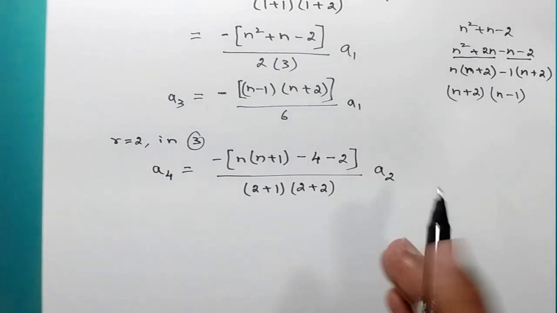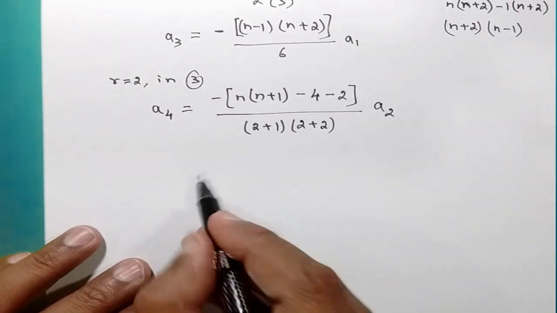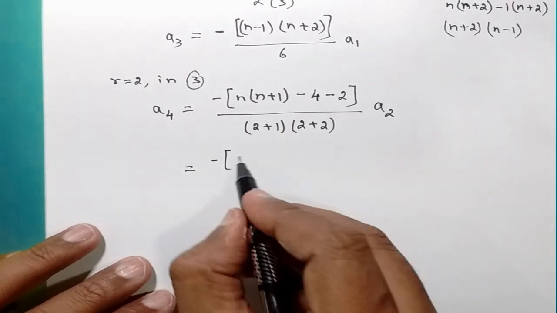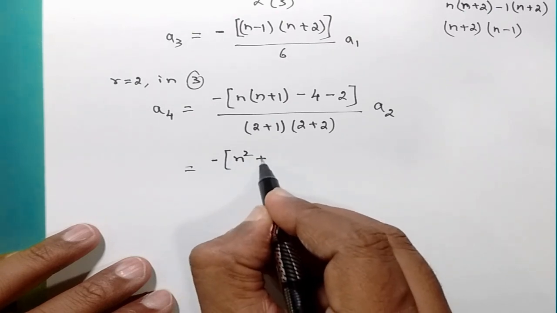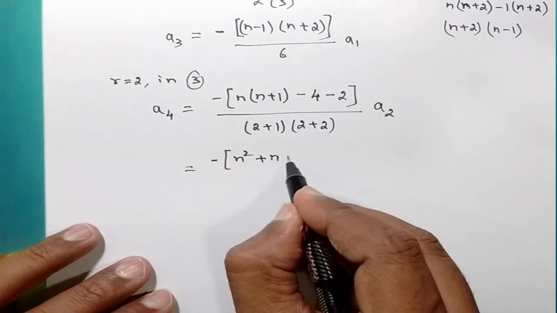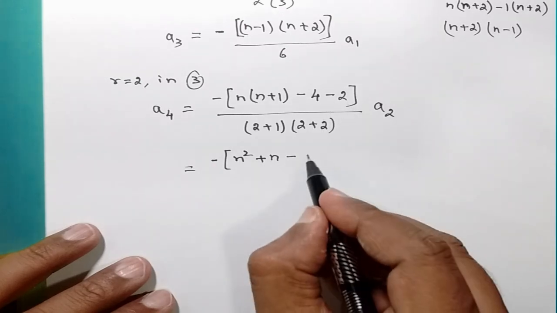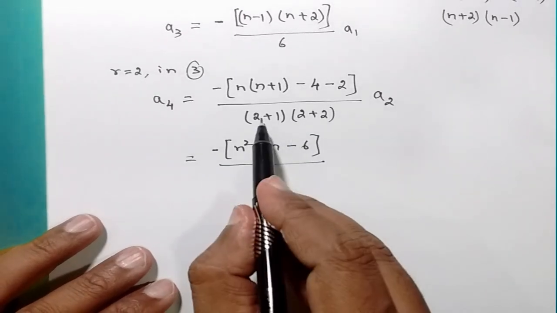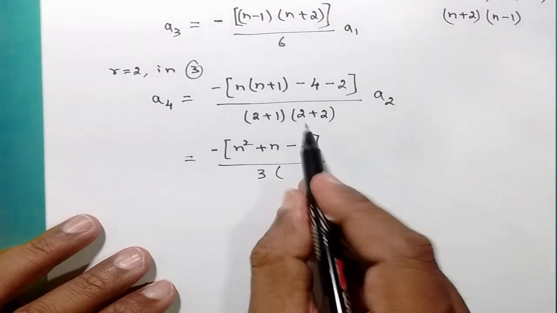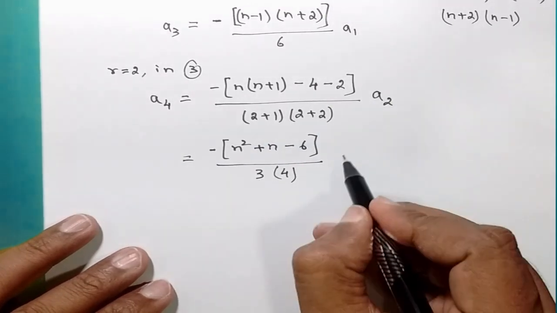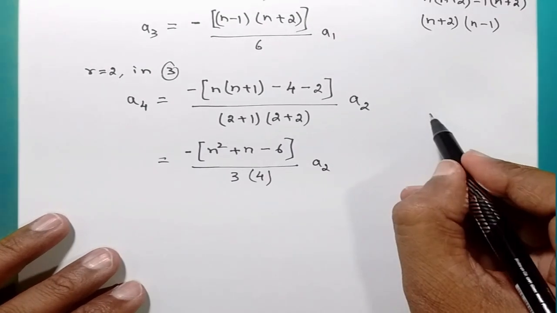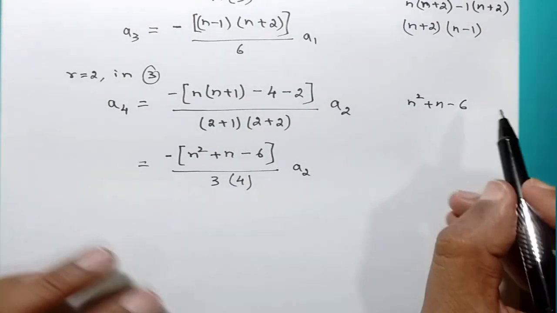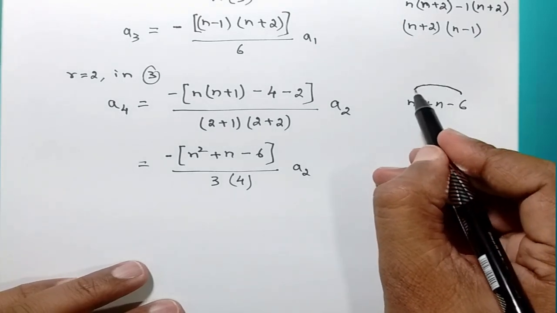Now let's try to simplify this expression, which will be equal to minus of, again I will multiply, n into n will become n square plus n into 1 will be n, minus 4 minus 2 will become minus 6, whole divided by the denominator: 2 plus 1 will be 3, here 2 plus 2 will be 4, into a2. You need to factorize this one. You have n square plus n minus 6. You know how to factorize, as we have seen in the earlier case.